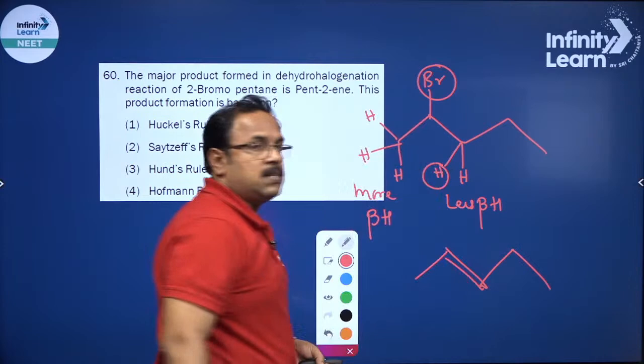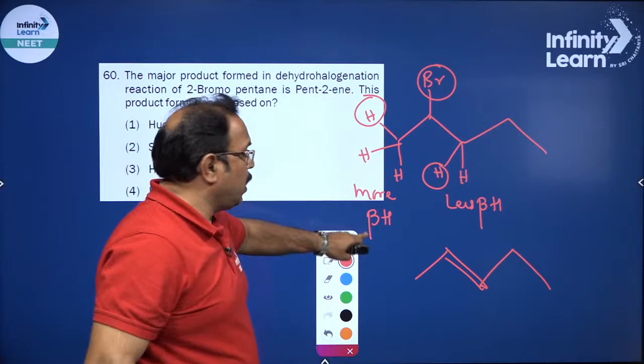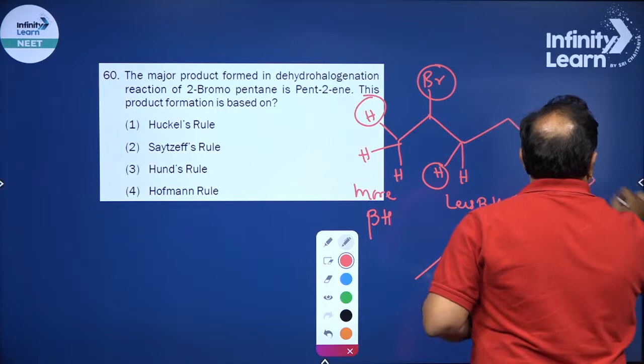More substituted alkene is more stable. It has more hyperconjugative structures. Its stability is more. If you remove hydrogen from the beta position with more hydrogens, that is also one of the products obtained. We cannot deny that. It's a minor product in this particular case.